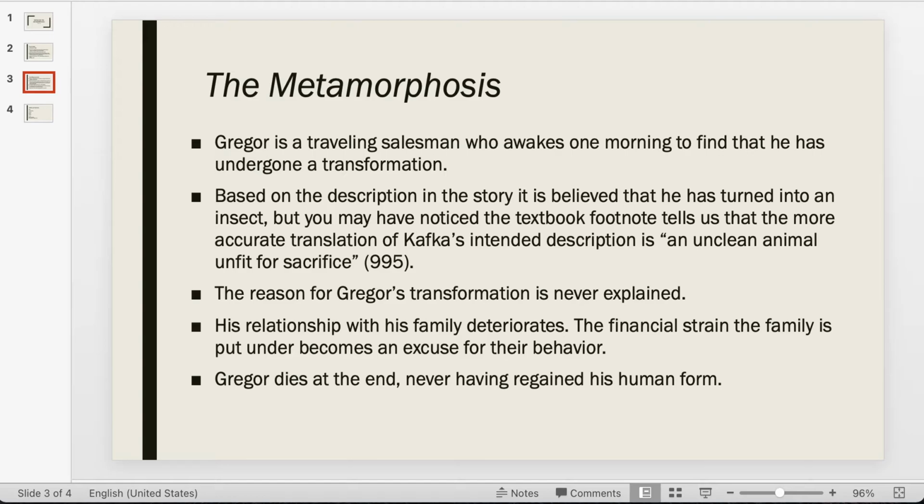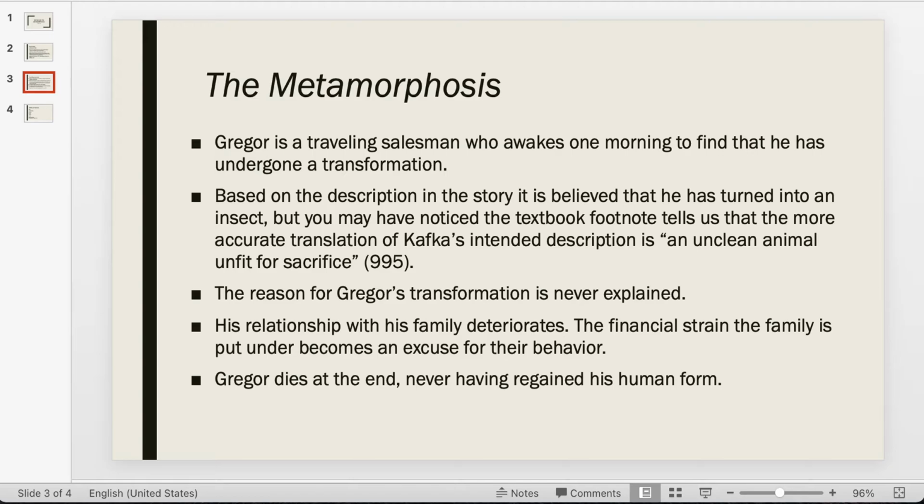As we go through the story, Gregor's relationship with his family deteriorates. Part of this is because of the financial strain the family is put under because of what's going on here. And they also use this as an excuse for their behavior. His family becomes increasingly cruel to him as the story goes on. His father becomes downright abusive to him. So again, we see Kafka using this as a way to deal with his own family trauma through the story here.